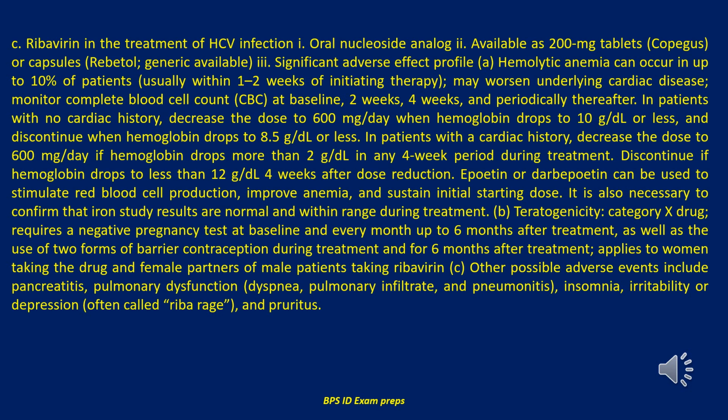C. Other possible adverse events include pancreatitis, pulmonary dysfunction, manifesting as dyspnea, pulmonary infiltrate, and pneumonitis, insomnia, irritability or depression, often called riba rage, and pruritus.